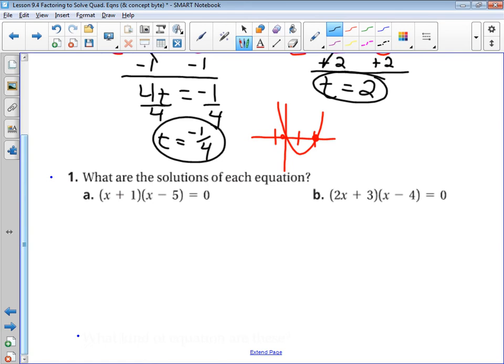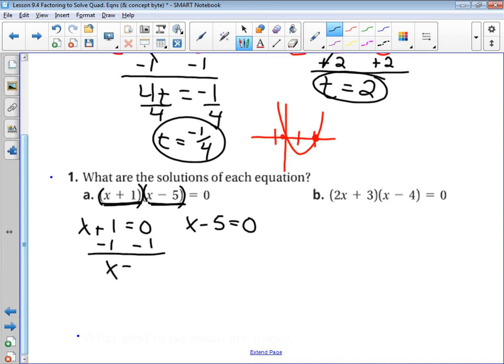Okay, to solve these, all I'm going to do is set each of these binomials equal to 0. x plus 1 equals 0, and x minus 5 equals 0. Why? Because in order for this product, these two things being multiplied together, to be equal to 0, either x plus 1 equals 0 or x minus 5 equals 0. So I subtract 1 on this first equation, I get x equals negative 1. And I add 5, and I get x equals 5. So the solutions to this problem are negative 1 and 5.